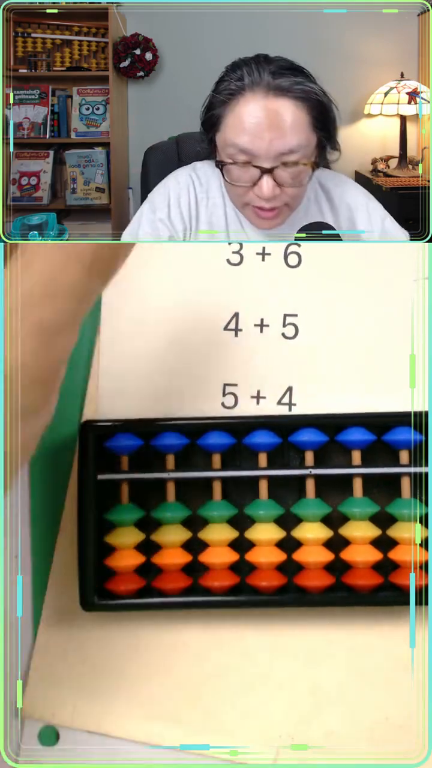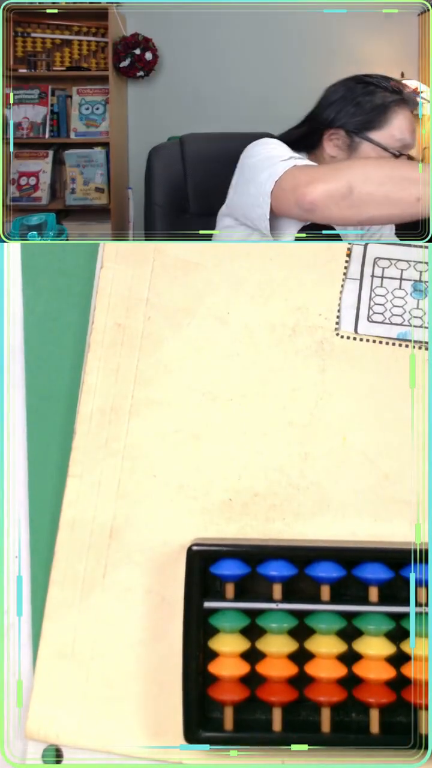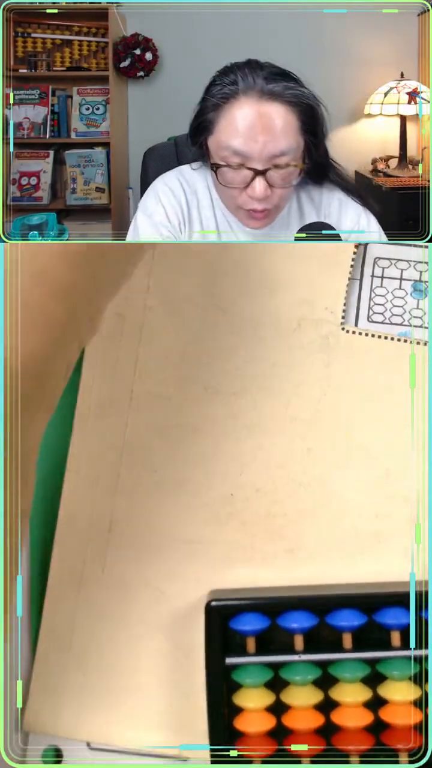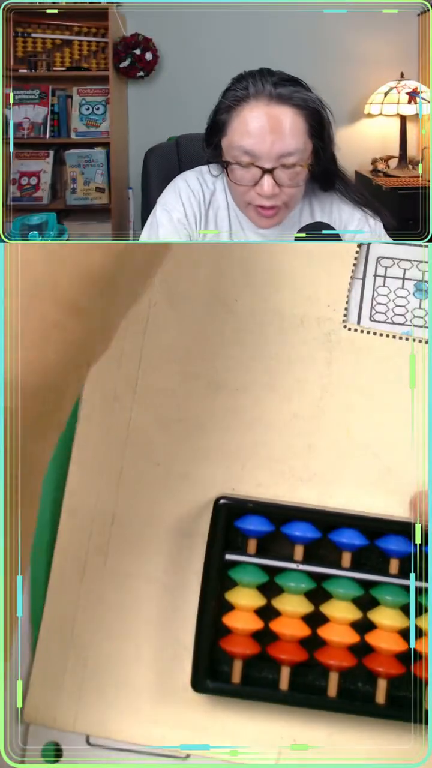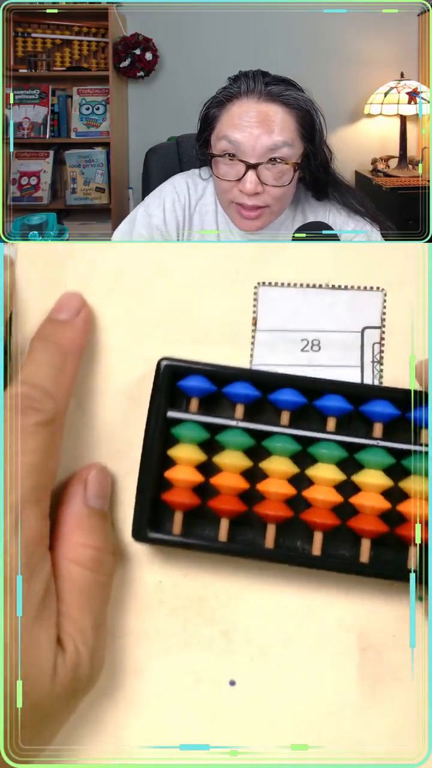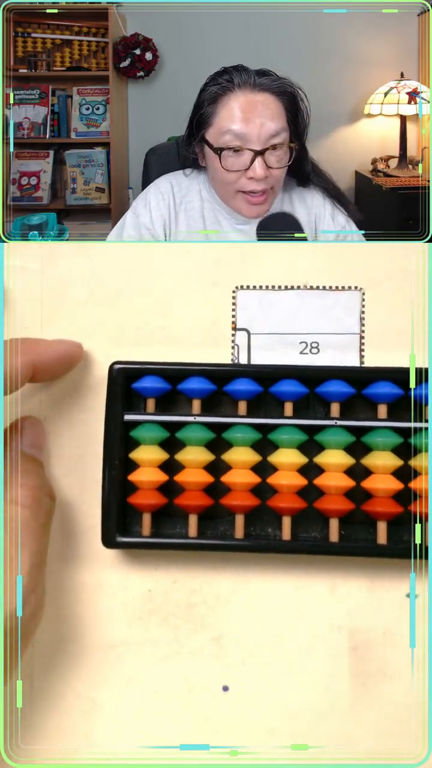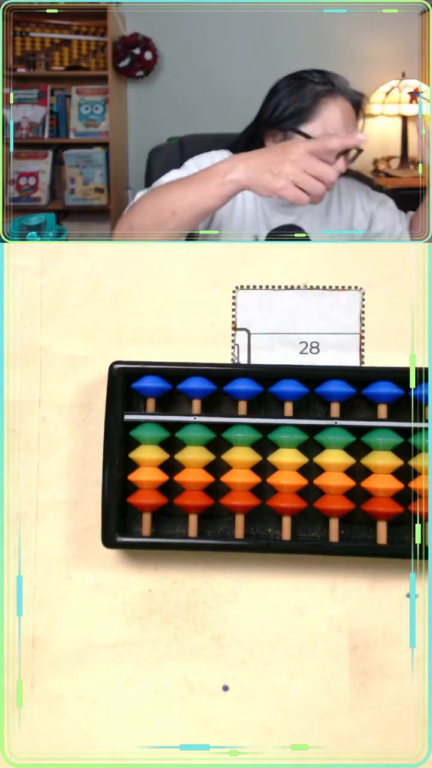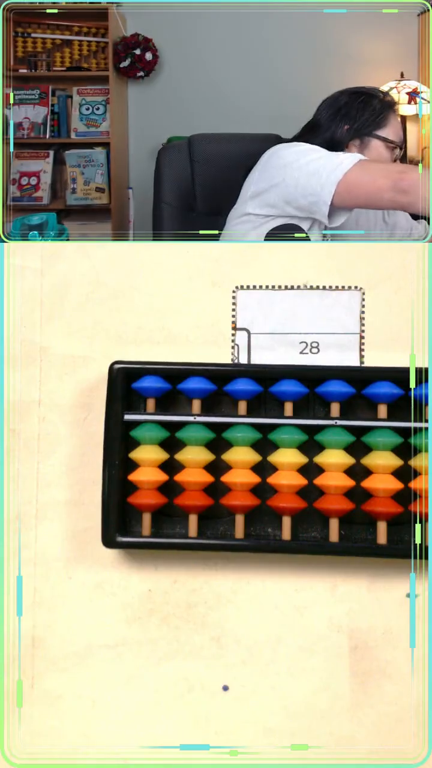Okay, so we're going to continue on learning how to read the abacus. Let's continue because I do have a full list of things that we need to accomplish. I need to get you guys to understand how to add and subtract. Can you multiply and divide? Yes, you can multiply and divide on the abacus.